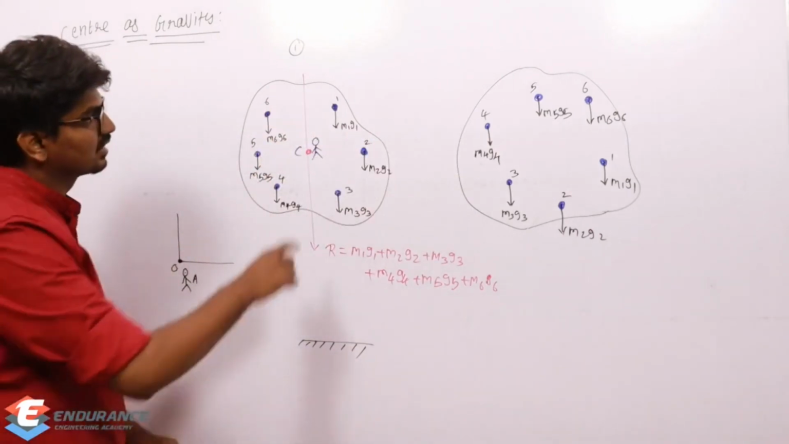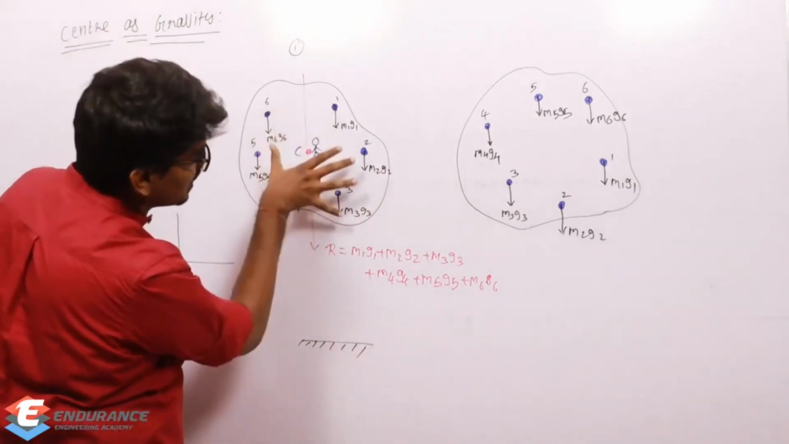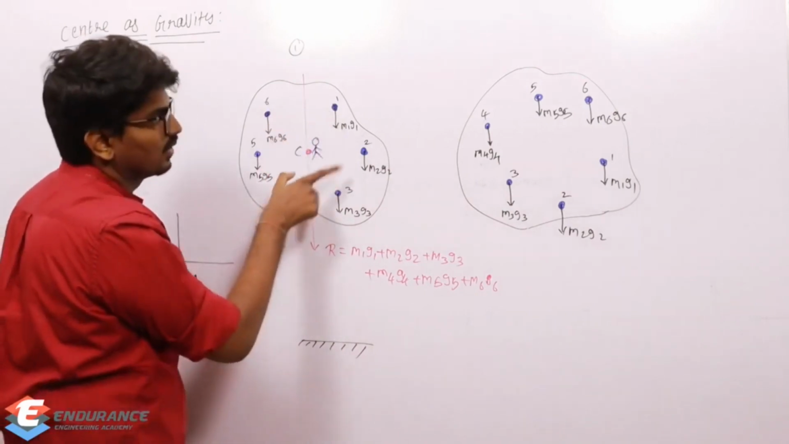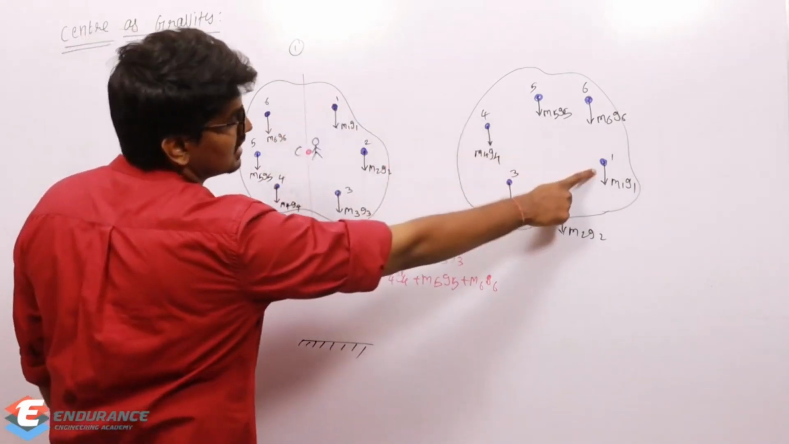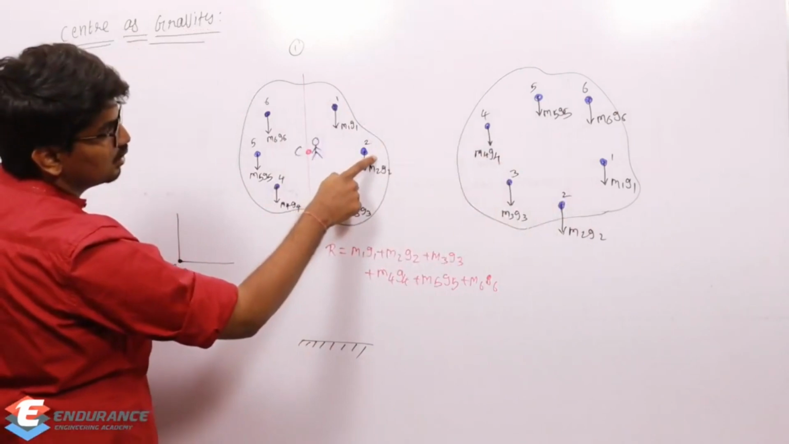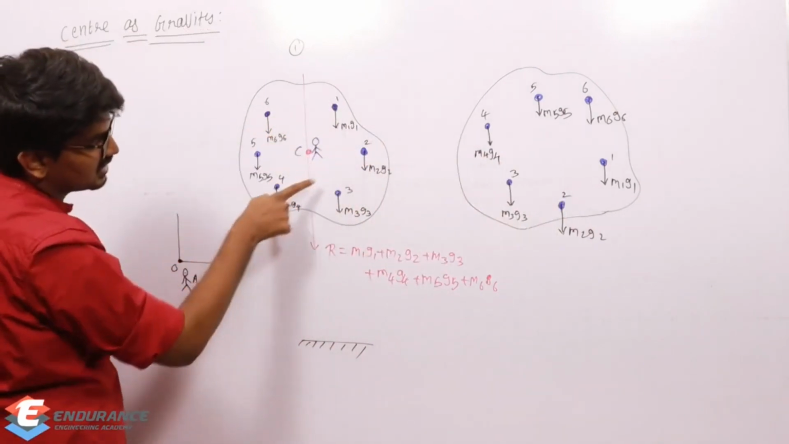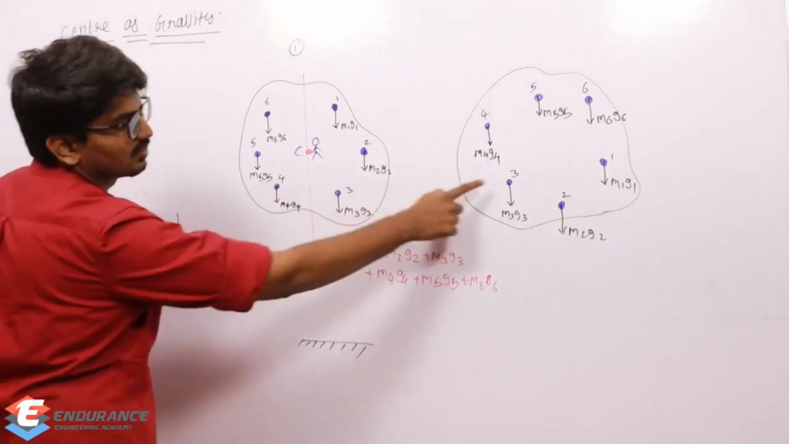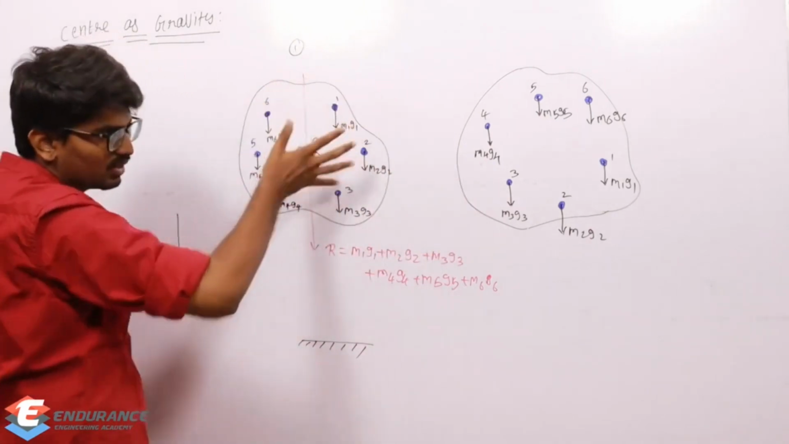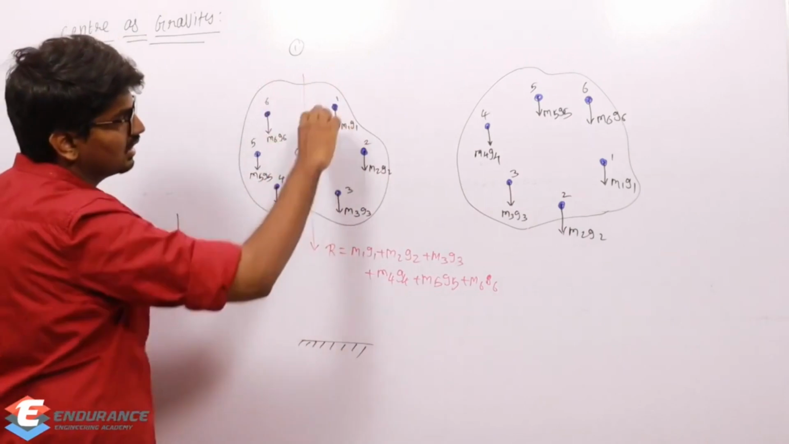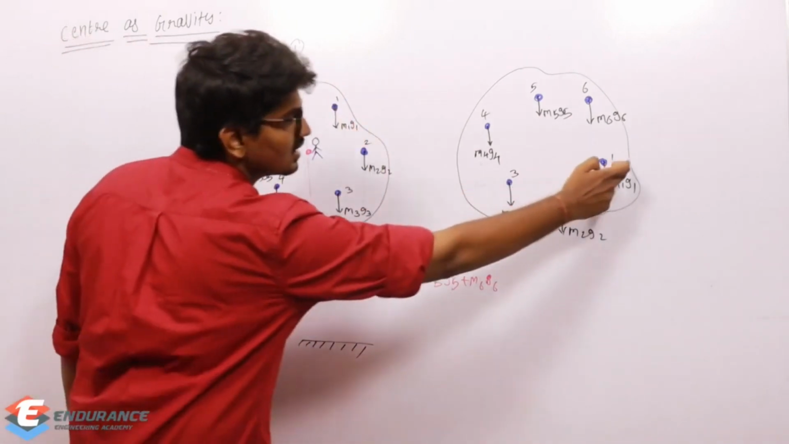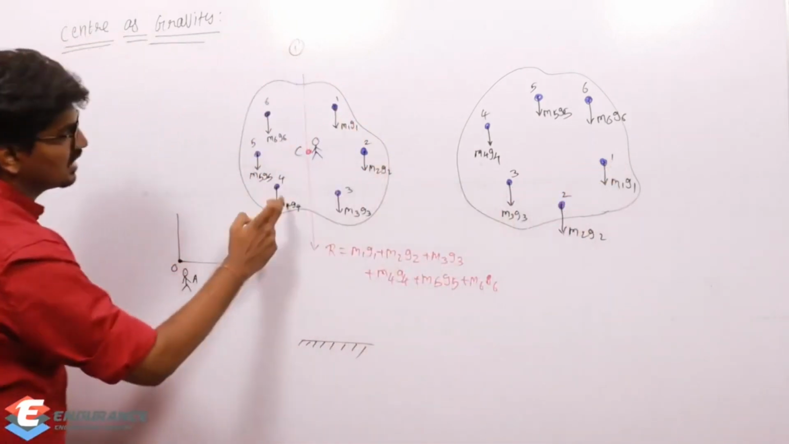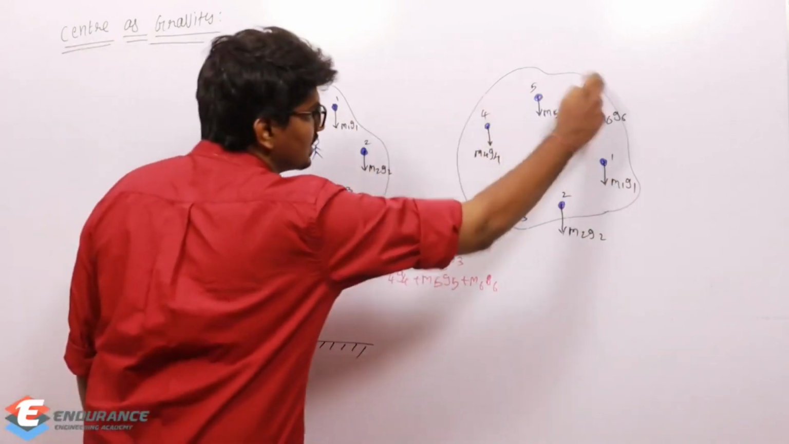As I'm rotating by 90 degrees, mass 1 which is present here will reach here. Similarly, 2 which is present here will reach here, and the 3 which is here will reach here. You could easily observe it: as I'm rotating, this 1, 2, 3 has reached 1, 2, 3 here, and similarly 4, 5, 6 has reached 4, 5, 6 here.